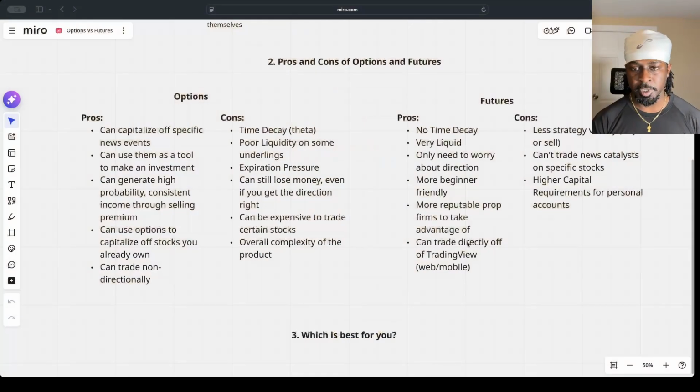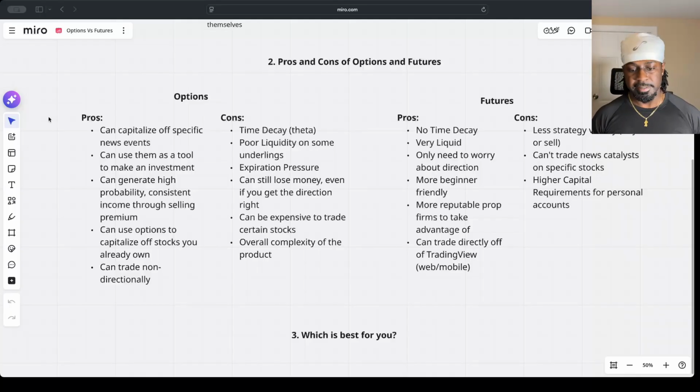So now let's get into pros and cons between the two, okay? So let's just start off with options. So pros, you can capitalize off of specific news events. What do I mean by that? For example, let's just say Nvidia comes out with a new chip tomorrow that's supposed to power all the AI in the world for the next 5 to 10 years, right? Their stock will probably move off that. That is a news event that you can capitalize off of.